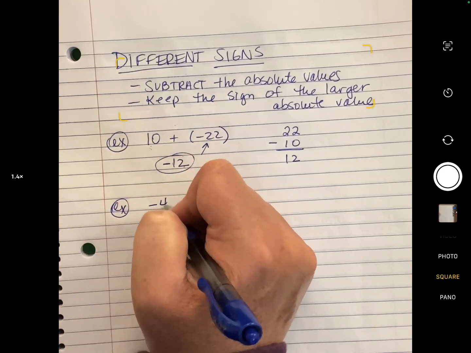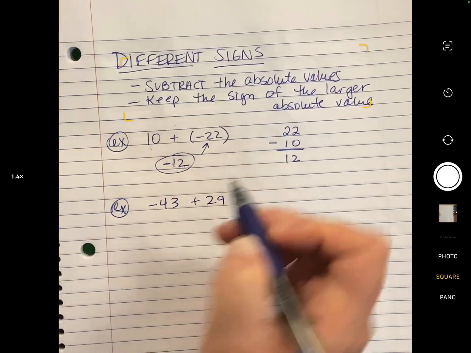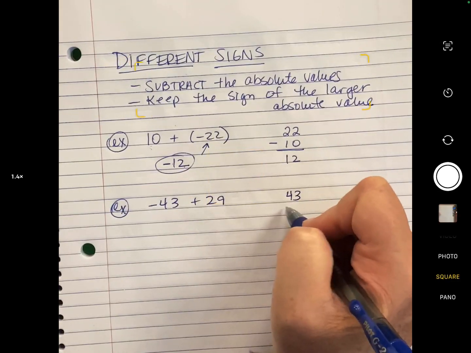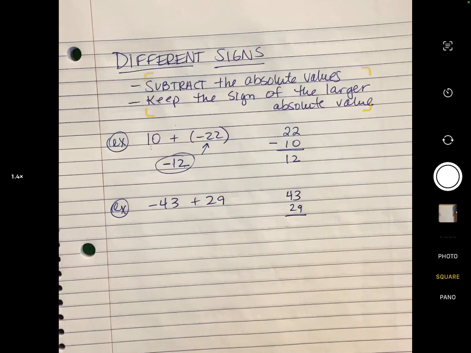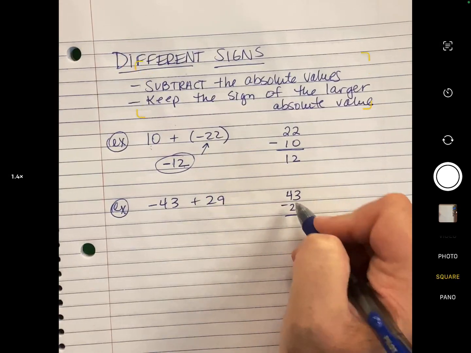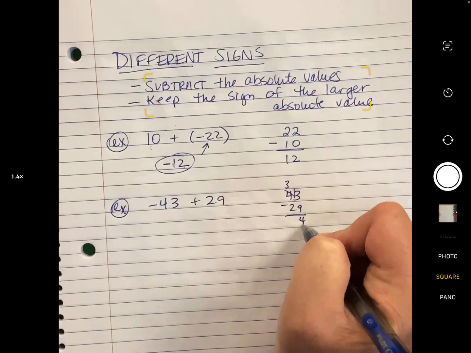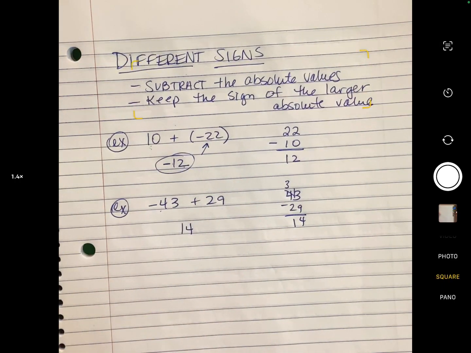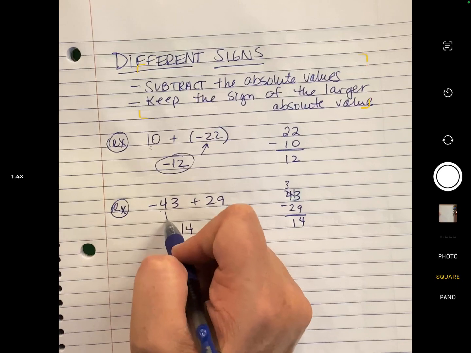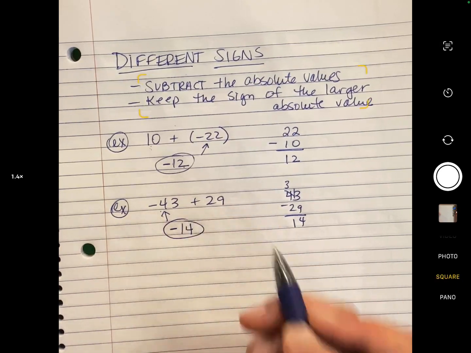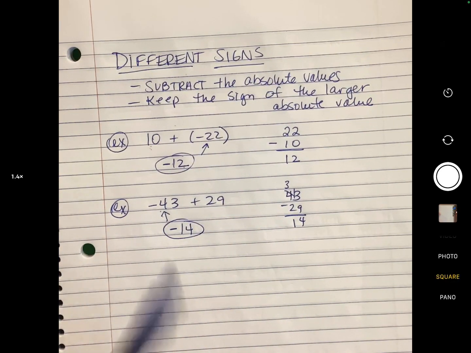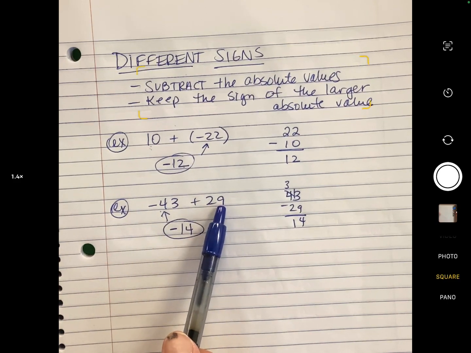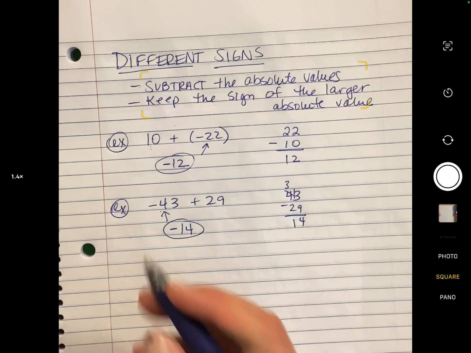Here's another one, negative 43 plus 29. Take your absolute values. So I'm just going to take the two numbers, put the bigger one on top without their signs, absolute values, and subtract. So this gives me 14. I look at the two numbers, which one wins, which one has more negatives. So this answer is negative 14. Again, if I owe someone $43, but I only pay off $29, I still owe them $14.